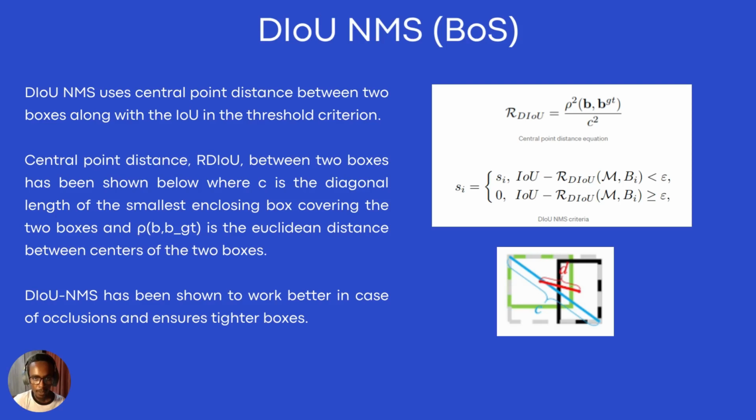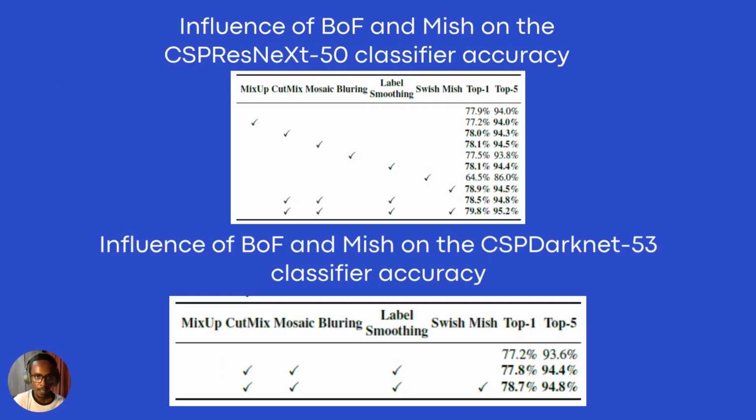And when this term is greater than or equal to a certain threshold value, we give a value of 0. So the central point distance RDIOU between the two boxes, which has been shown on the image, is the term that's new in terms of DIOU NMS. And DIOU NMS has been shown to work better in case of occlusions and ensures tighter boxes. So that's all about the techniques that are introduced in YOLOv4.